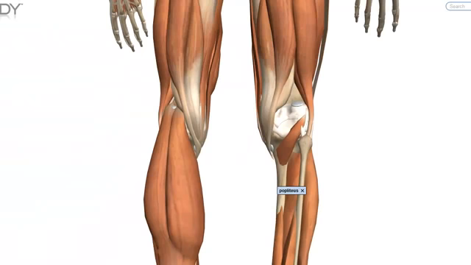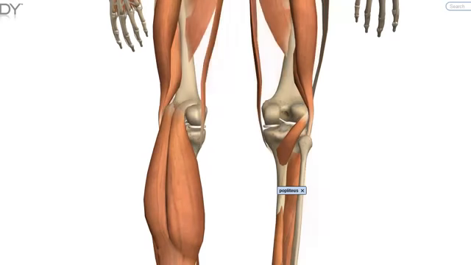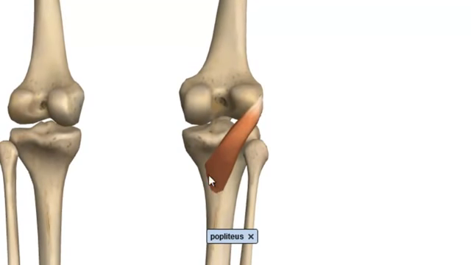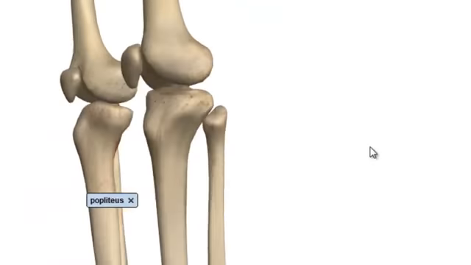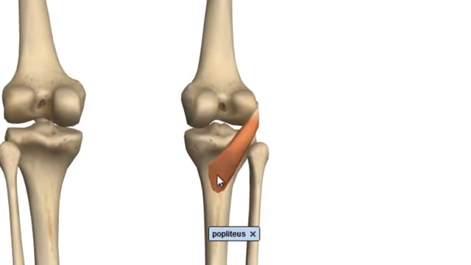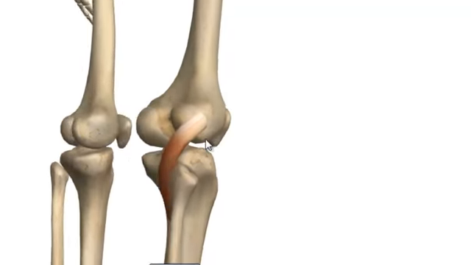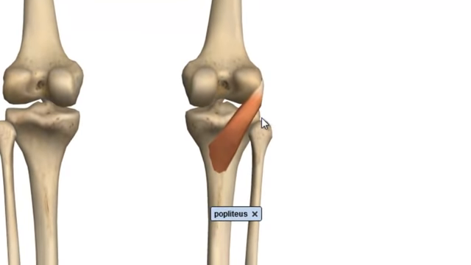So I'll just fade away the muscle there, and you can see more clearly the origin of the popliteus. So you can see it lies on the posterior surface of the proximal tibia, originating here, and it inserts inferolaterally on the lateral femoral condyle. So this muscle actually serves to unlock the knee when it's locked in extension. So it does this by laterally rotating the femur.